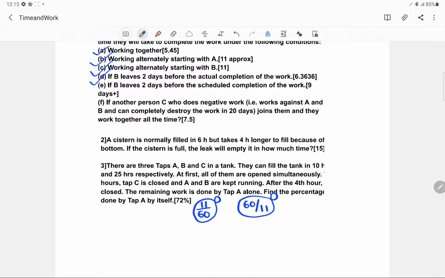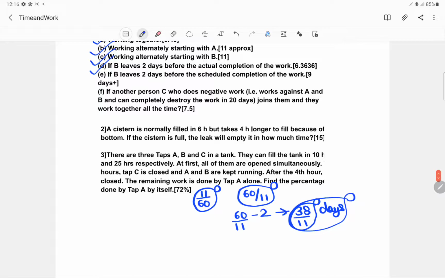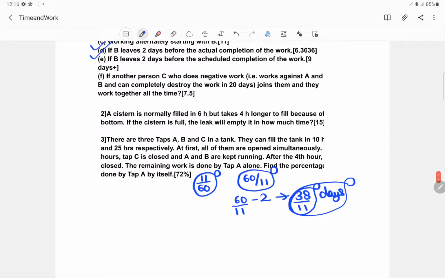Now if B leaves 2 days before this, so basically 60 by 11 minus 2. So that is nothing but 38 by 11. Okay, that is nothing but 38 by 11. So this is the number of the days that they worked together for, and then the rest of the work was completed by, okay, so this is the number of the days that they basically worked for.